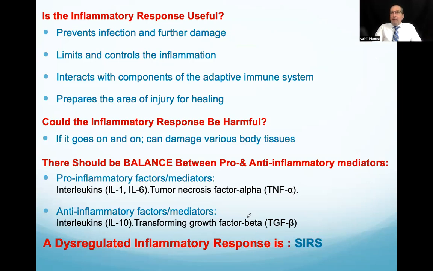What do you think of inflammatory response? Good or bad? Actually, it's very good because it prevents infection and prevents further damage, and it limits and controls the infection or the tissue damage. It limits and controls the damage, actually, not the inflammation. Inflammation limits and controls the damage. It interacts with components of the immune system. It links to the immune system, and it prepares the area of injury for healing.